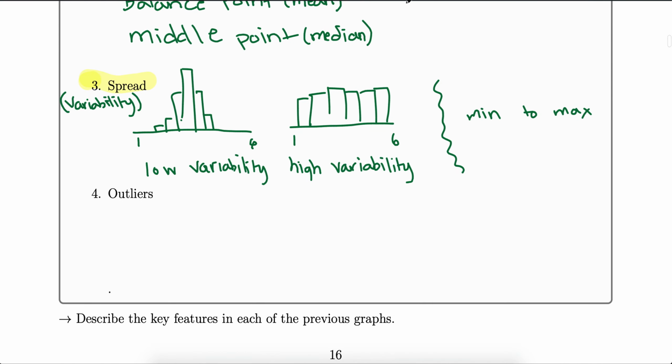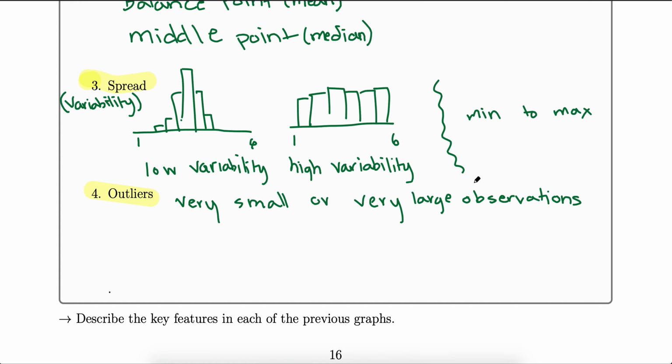Then finally, our last key feature is this idea of outliers. Do we have any unusual observations in the data? So specifically by unusual, we mean very small or very large. So I'll word it that way. Very small or very large observations. And later on, we will have a formal mathematical definition for this. But for now, this is kind of just eyeballing it, getting a very loose, rough idea.